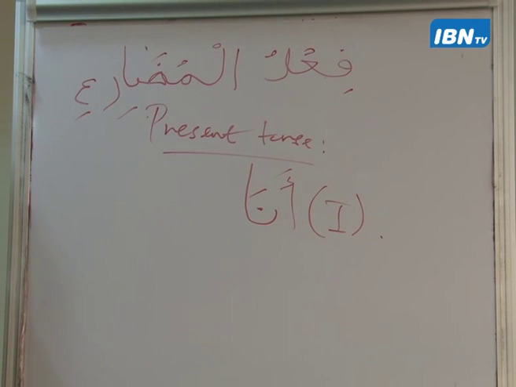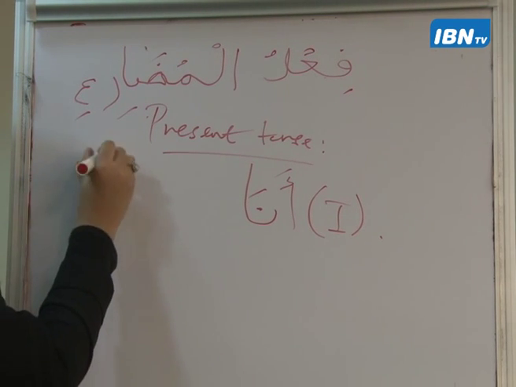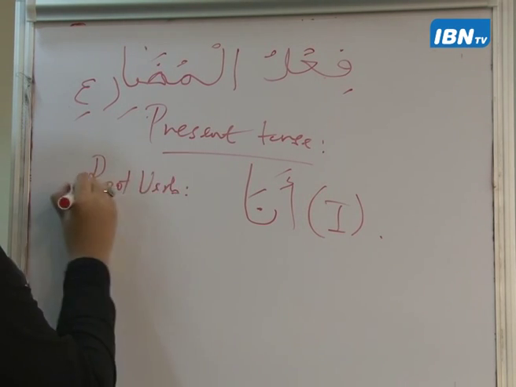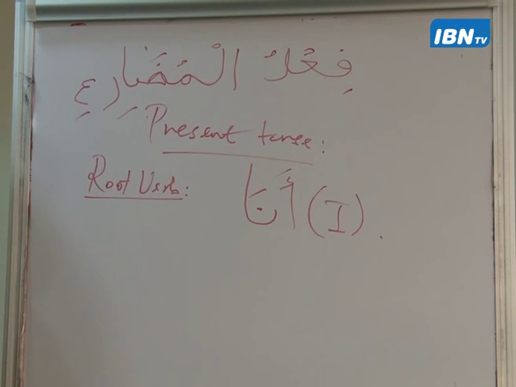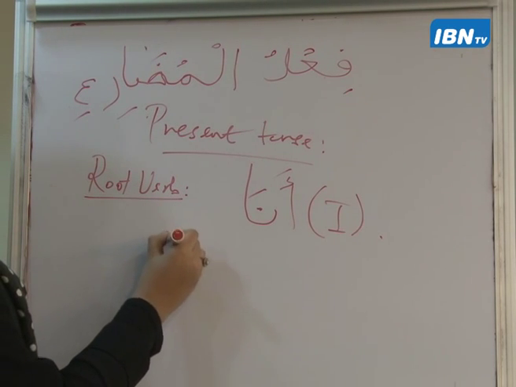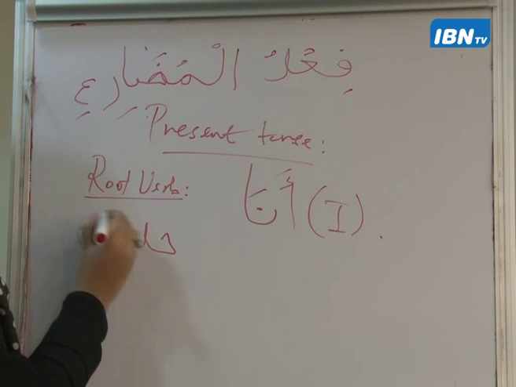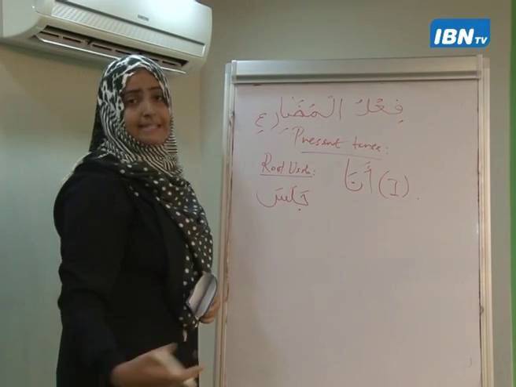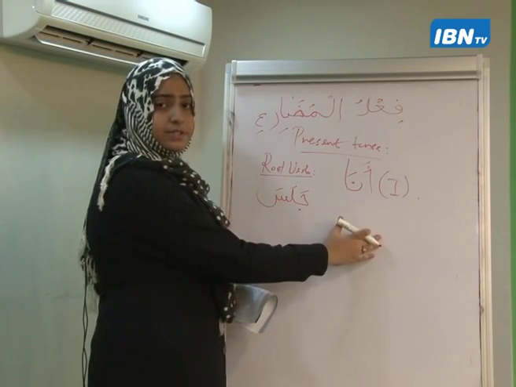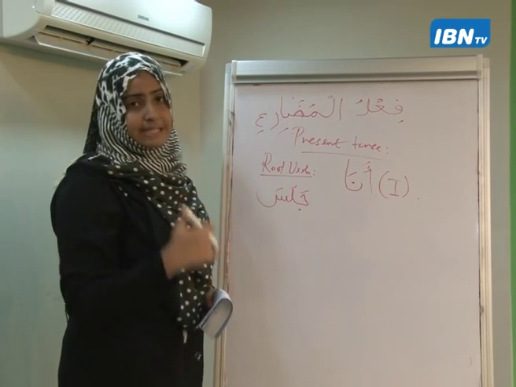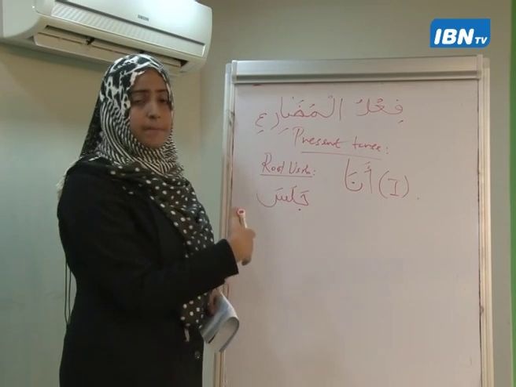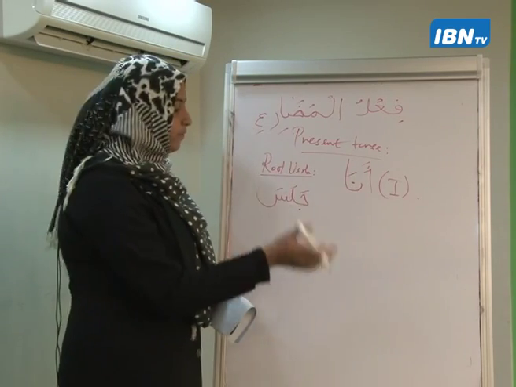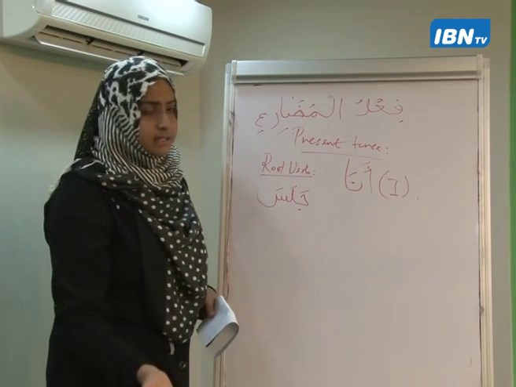So say I have the root verb. First, of course, we start with the root verb. Say I have the root verb jalasa. Jalasa, as you all know, means he sat. Now I want to change this into ana but present tense. This is a root verb and of course it's in the past tense format, but I want to change this into ana present tense, from he sat to I sit.